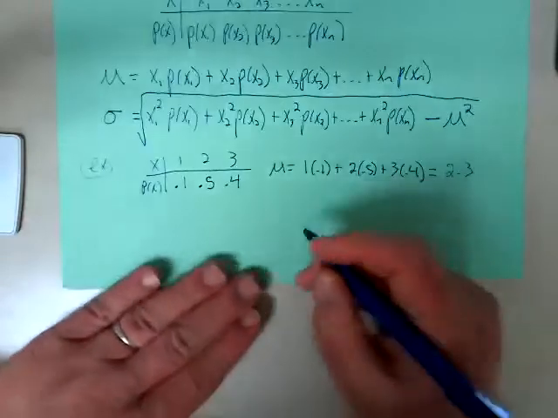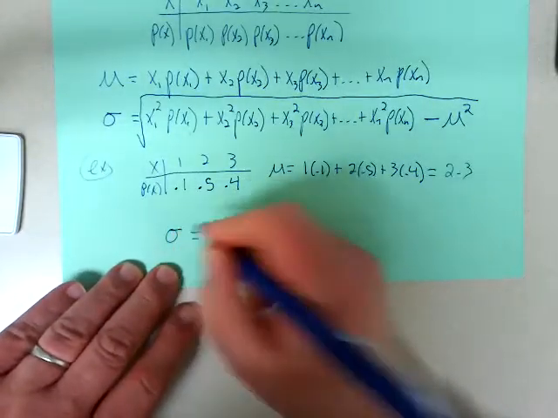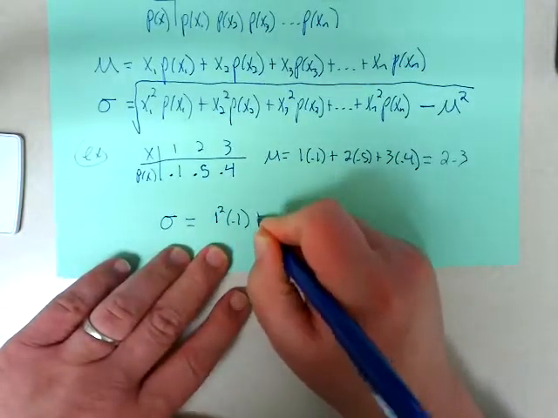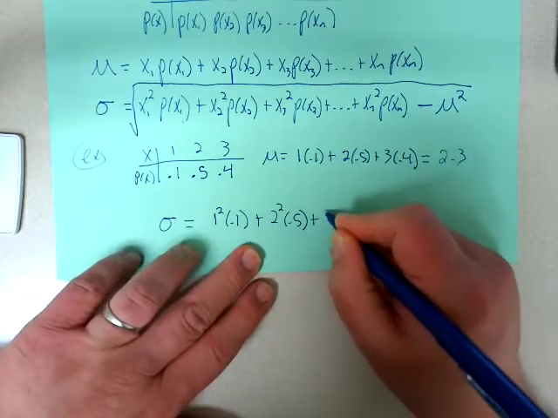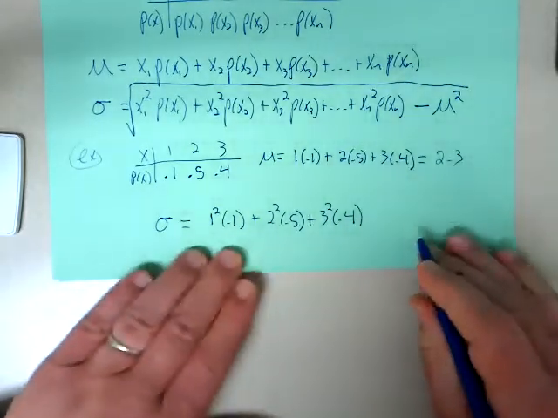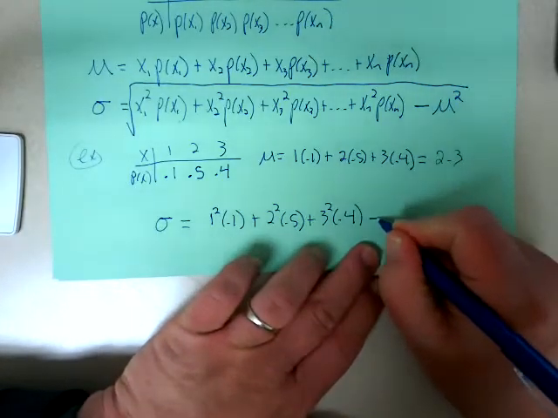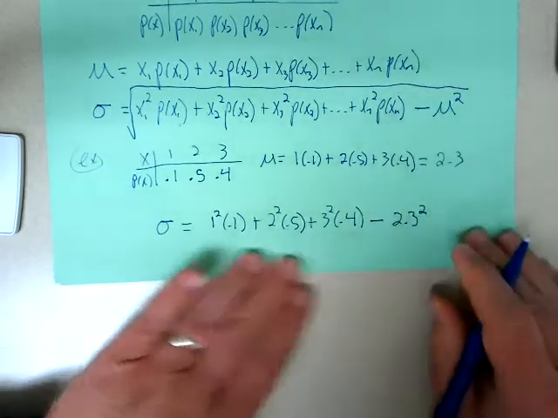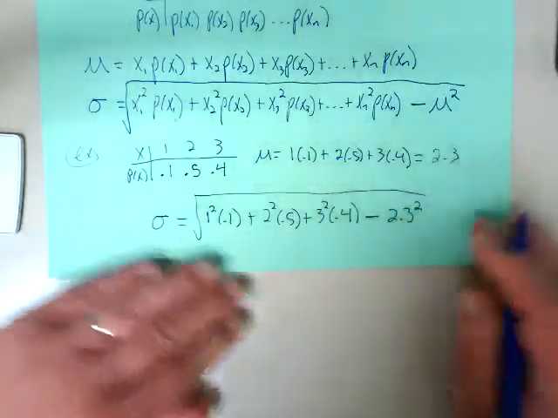So then what about the standard deviation? I'm going to start here because it's a little bit longer calculation. I'm going to take each value squared times its probability. But I'm not done yet until I do this, which is part of the computation formula: I subtract 2.3 squared, and then I take the square root of all of this.